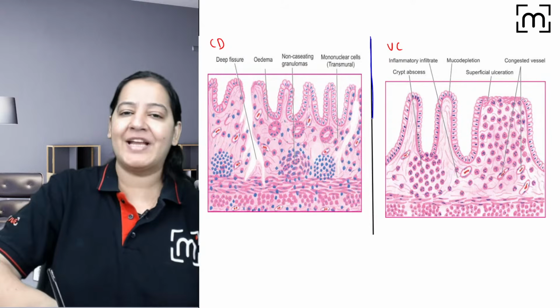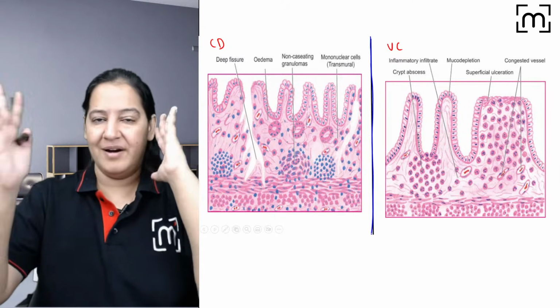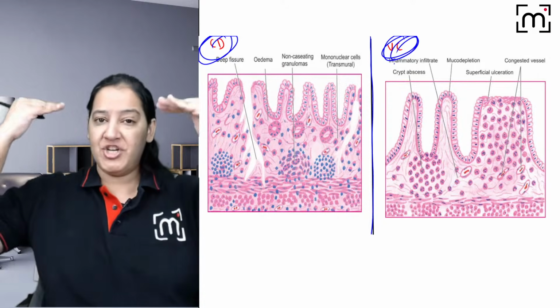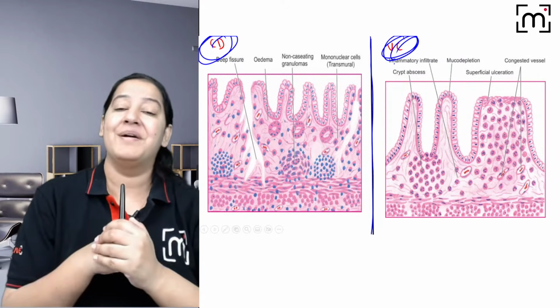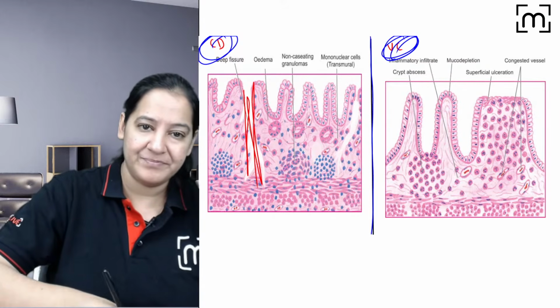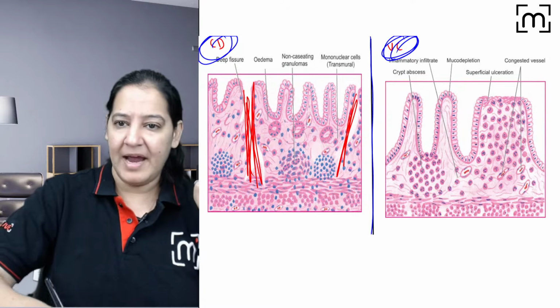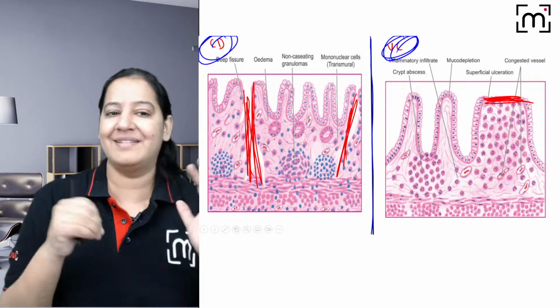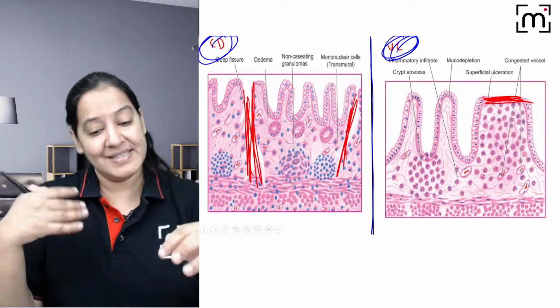Now see back to back the microscopic picture of both: the CD picture and the UC picture. Try to appreciate the 4 layers of the intestine in both of them. Here see the ulcer is deep. And here see the ulcer is superficial. It is widened but superficial. First of all, see the ulcer. The second thing, see the inflammation.